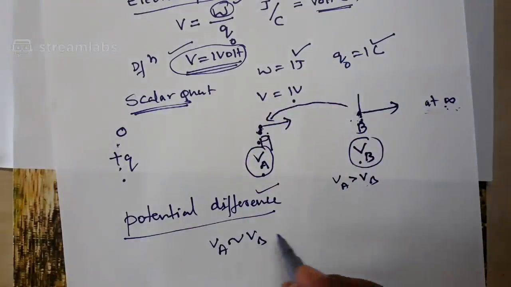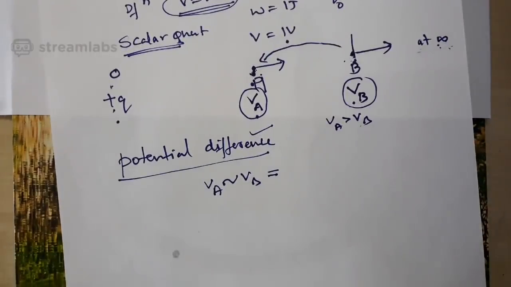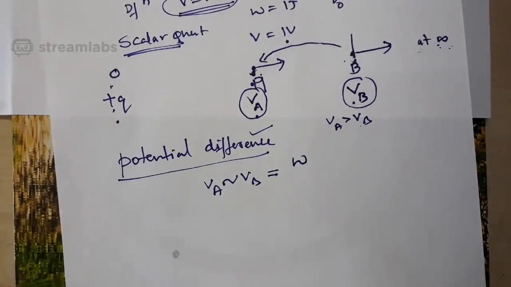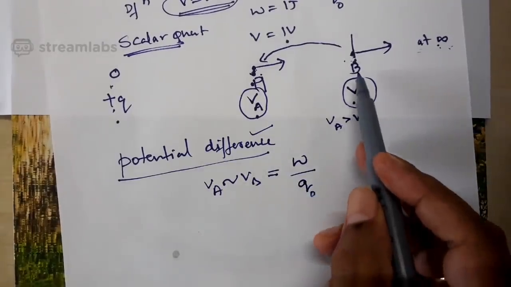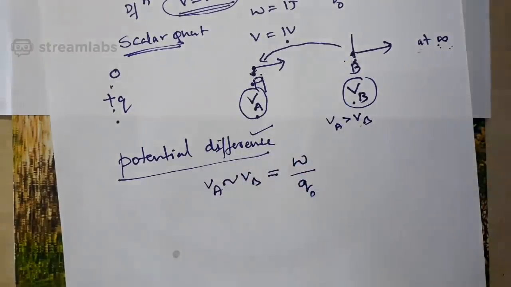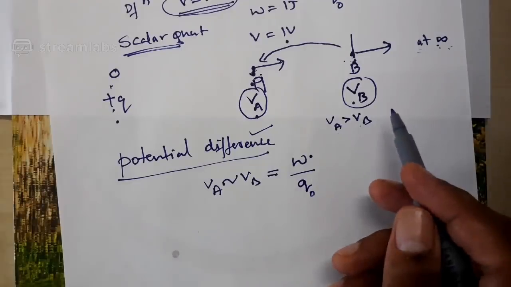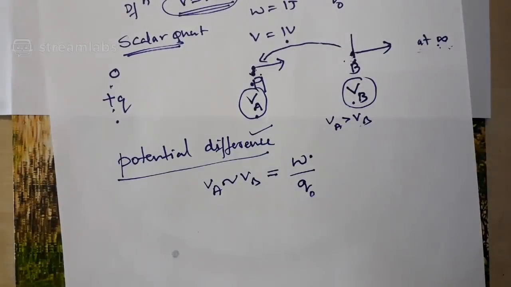Using this logic, I can define potential difference between the 2 points somewhat like this. Potential difference between the 2 points is defined as the amount of work done in moving a unit positive charge from one point to another point against the electric field. I'll repeat. Potential difference between the 2 points is defined as the amount of work done in moving a unit positive charge from one point to another point against the electric field.